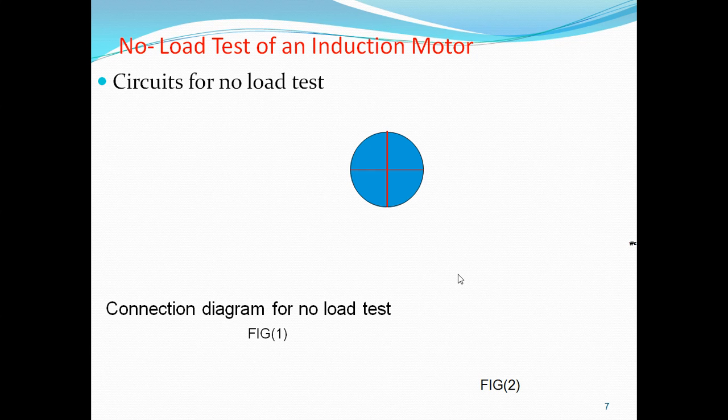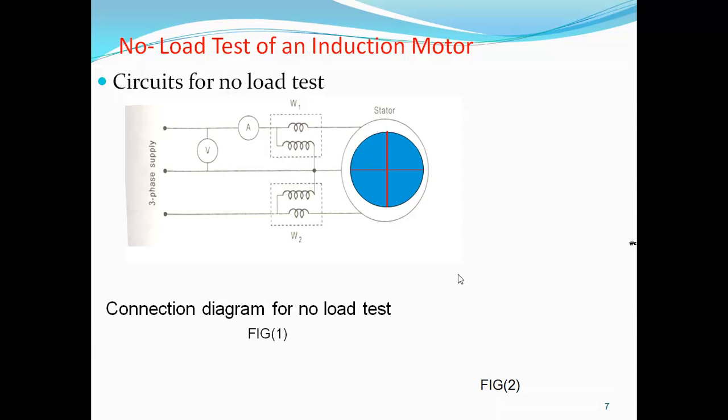So next one is no load test. The circuit for no load test is this one. That means supply is given to the stator. When we give the supply to the stator, we have to apply a voltmeter, ammeter, and two wattmeters. They are connected like this, W1, W2. So this is the connection diagram for a no load test.